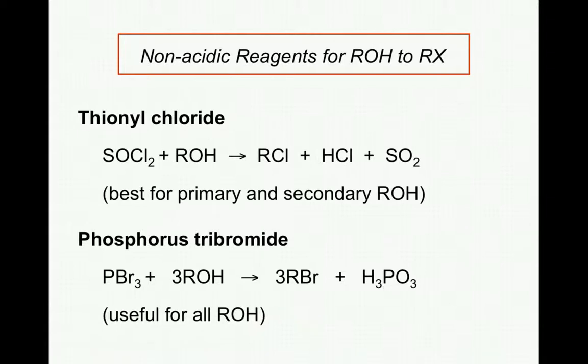There are two reactions that you should know that involve non-acidic reagents for converting ROH to RX. These are thionyl chloride and phosphorus tribromide. Although the mechanisms are included in your textbook, you are not responsible for knowing the mechanisms in this course. What you do need to know is that the combination of thionyl chloride together with an alcohol, best for primary and secondary alcohols, will produce an alkyl chloride as its product. Phosphorus tribromide is useful for primary, secondary, and tertiary alcohols to produce an alkyl bromide.